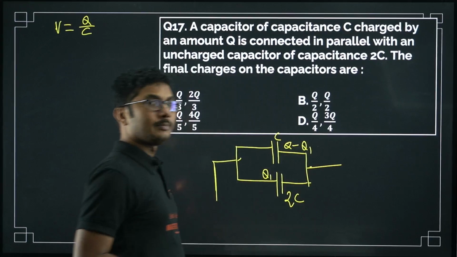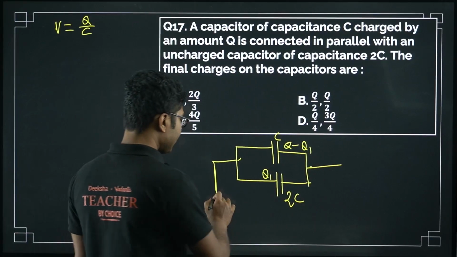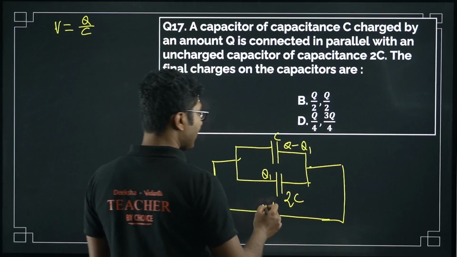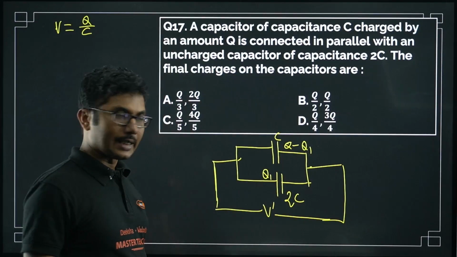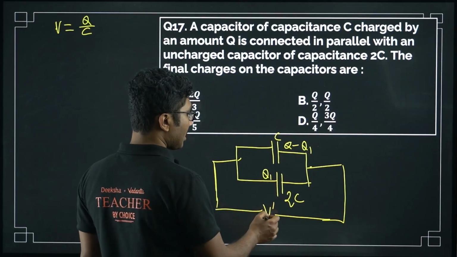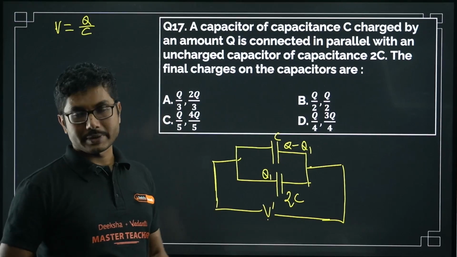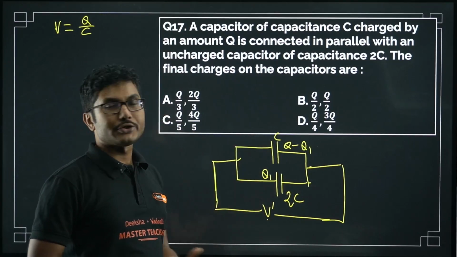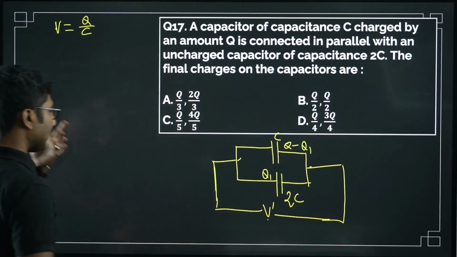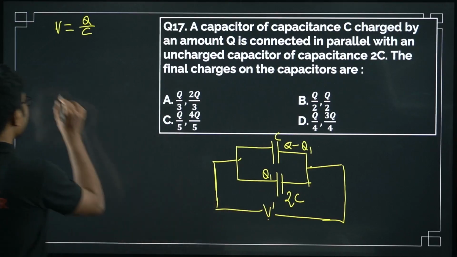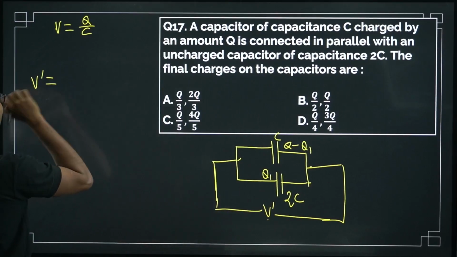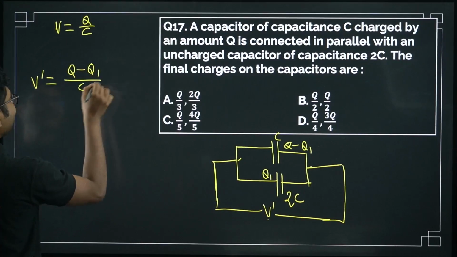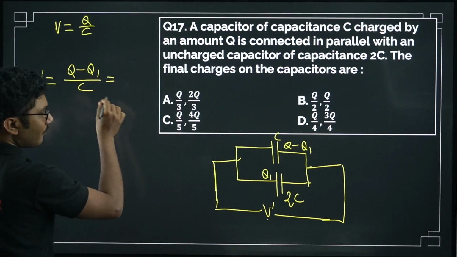Q minus Q1. Now the final potential, whatever the final potential V dash is, should be the same for both capacitors. That is our starting point. So the final potential should be the same for both capacitors because they are connected in parallel. When they are connected in parallel, the final potential should always be constant. Okay, so final potential, say V dash. So what is V dash? V dash is Q minus Q1 by C, and that should be the same for the other one.